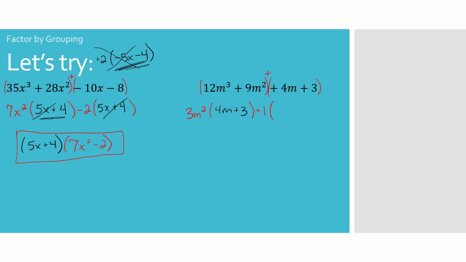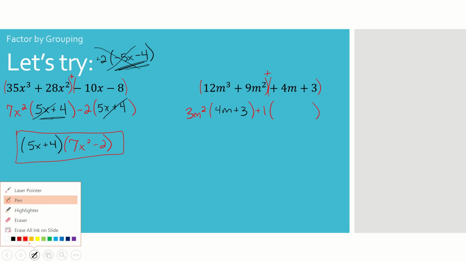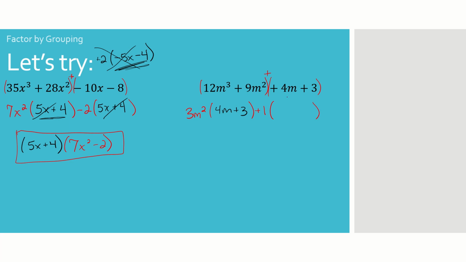When we divide by 1, that doesn't change anything, so that binomial is going to look the same inside the parentheses. 4m divided by 1 is still 4m. 3 divided by 1 is still positive 3. So we have the same thing in both sets of parentheses, 4m plus 3.